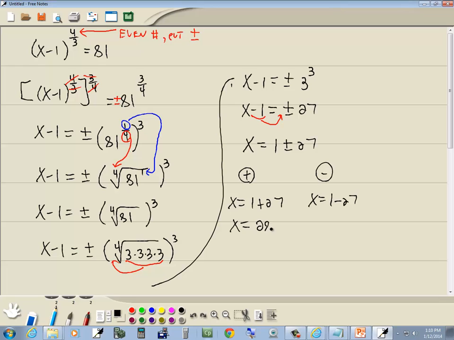1 plus 27 is 28, and 1 minus 27 is negative 26. And those would be our two answers. Now you'd want to make sure that you check those and they both work, and they do. I've gone through and checked them already. Because the power principle will give you the right answer, but sometimes it'll give you false answers, so you definitely have to check them.